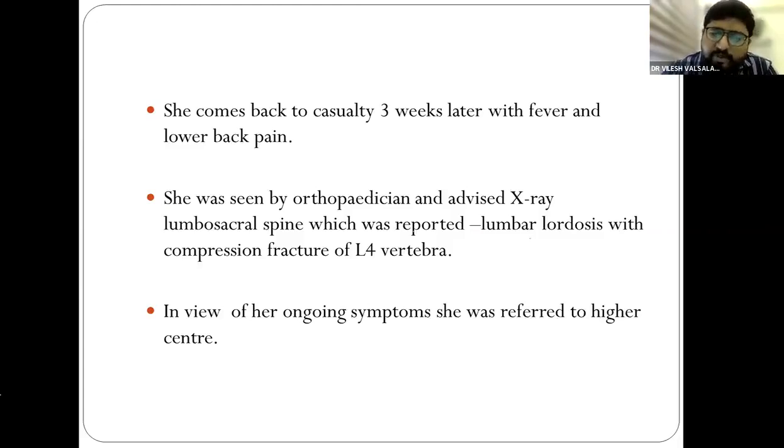So in view of her ongoing symptoms, which had been going on for the last 3 weeks, 4 weeks, in fact it was dragged up to 3 months, she was referred to a higher center. Again, at the point of 3 weeks in casualty when she had this issue, she was advised to undergo a repeat X-ray, which she had denied, and we were actually compelling her to have an MRI of the lumbosacral spine for better diagnostic utility. For the spine, MRI is best versus X-ray in identifying any other pathology.